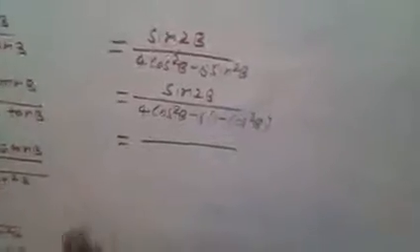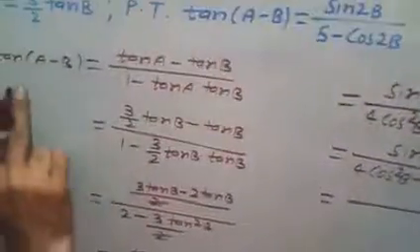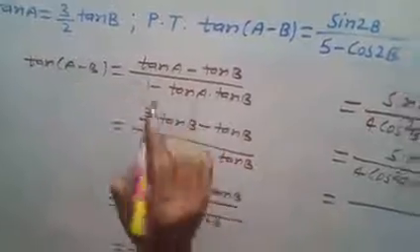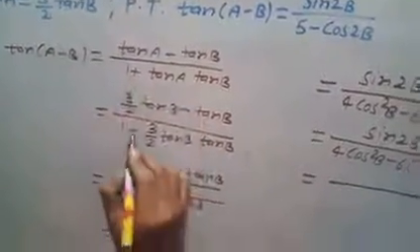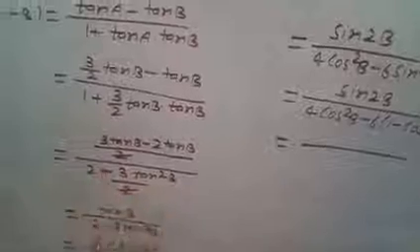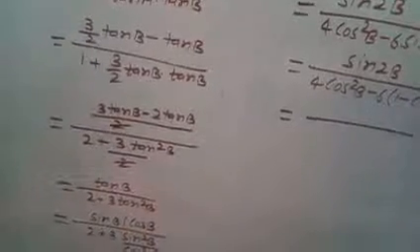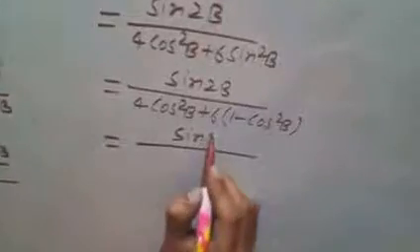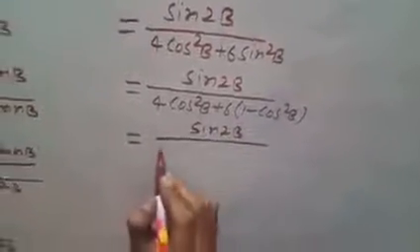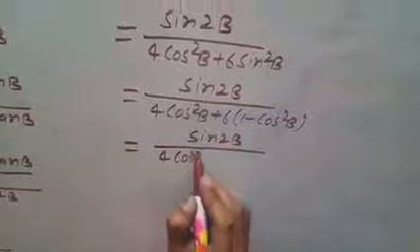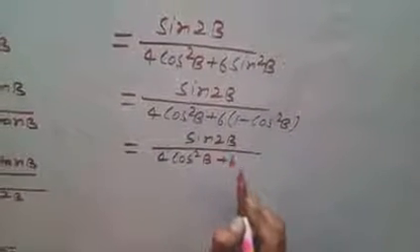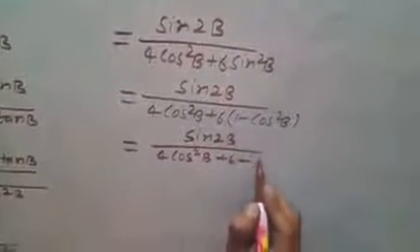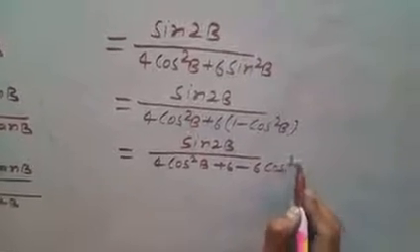Actually, have a look at the front side. The formula of tan(A minus B) is tan A minus tan B upon 1 plus tan A tan B. So here there should be a plus sign, plus, plus, and here is also plus. So sin 2B upon 4 cos square B plus 6 minus 6 cos square B.